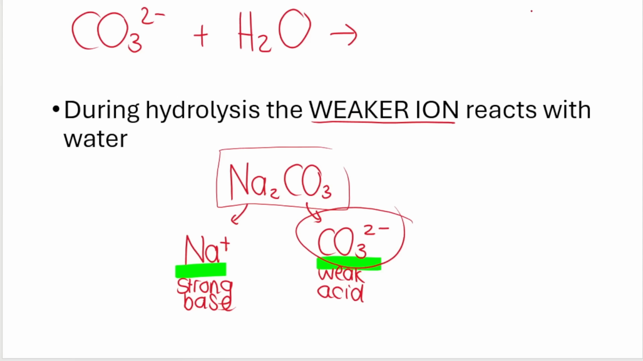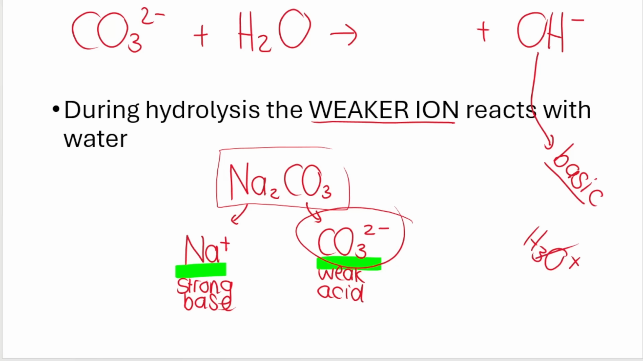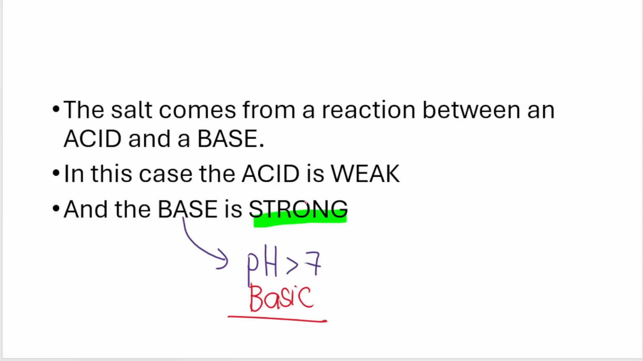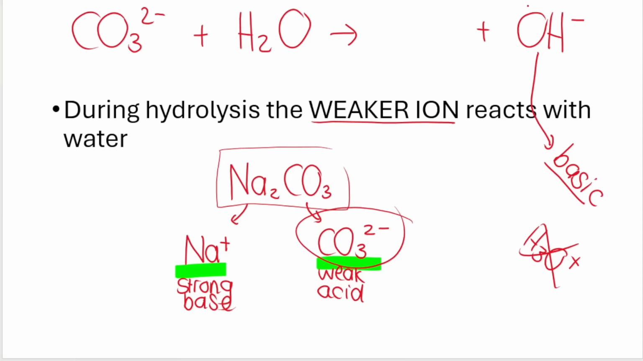You should know that a basic solution would have OH- hydroxide ions floating around in it. This is what we expect to see if it's basic, the presence of hydroxide ions. If it's acidic, then we expect to see the presence of hydronium ions, but it's not acidic. We said the strong one wins, the base is strong, so therefore we expect to see hydroxide ions.